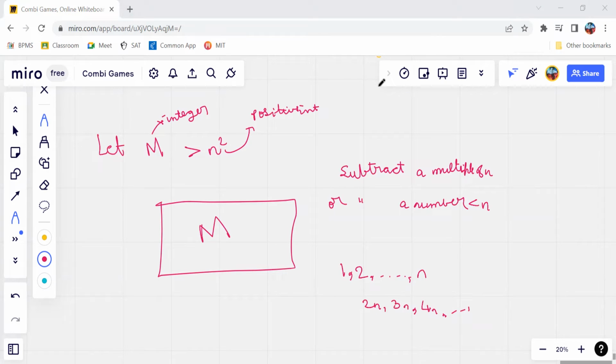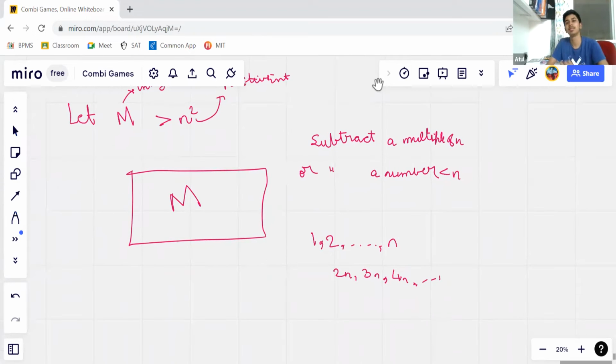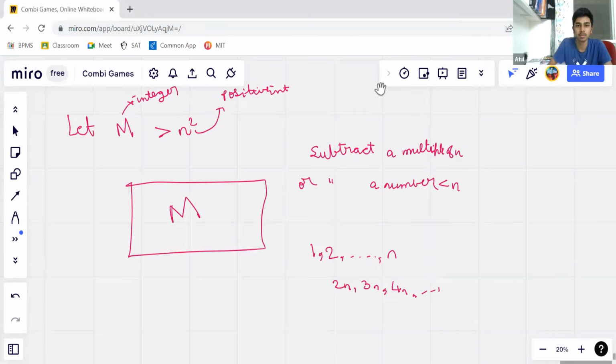Are there two players playing? Yes, there are 2 players, Alice and Bo. Also, Pranav Shriram is good. It's not my fault that I end up taking nice problems from there. So there is a number written on the board which is bigger than n squared. On your turn, you can either subtract a multiple of n or you can subtract a number smaller than n. And the aim of the game is to reach 0.